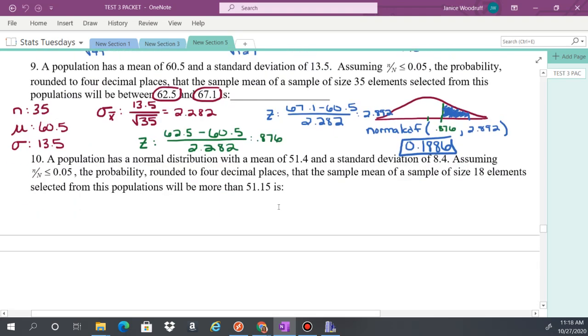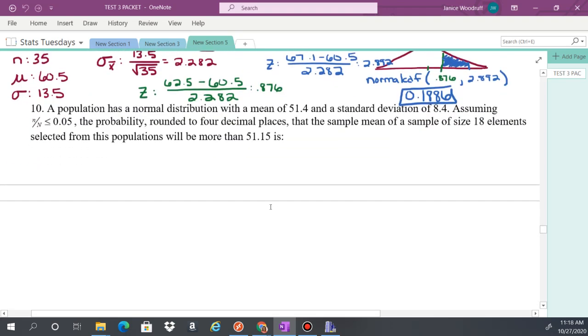All right, let's take a look at number 10. So we have a population has a normal distribution with a mean of 51.4, standard deviation of 8.4. I'm just going to go ahead and write that down so I have what I need here. So mean is 51.4, standard deviation, population 8.4. All right, so assuming sample size is normal, probability, 4 decimal places, that the sample mean, so now we're looking at a sample, of a sample size 18, so our n here is 18, selected from this population, will be more than 51.15 is what?